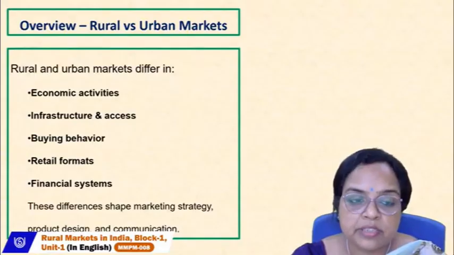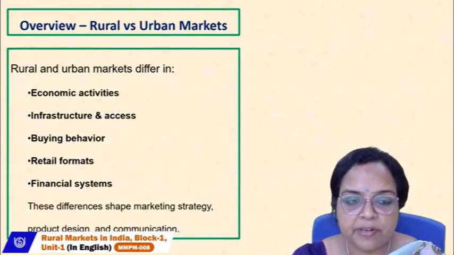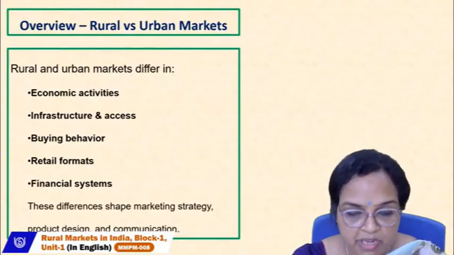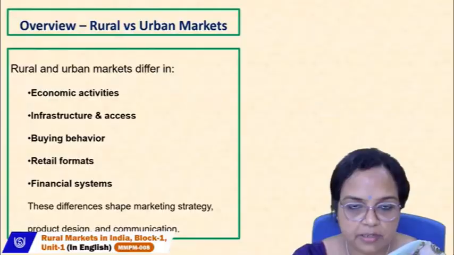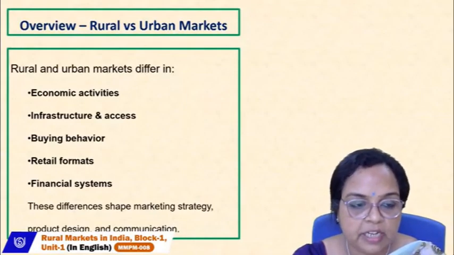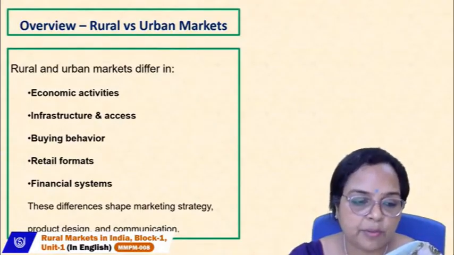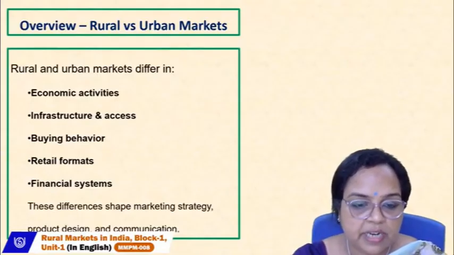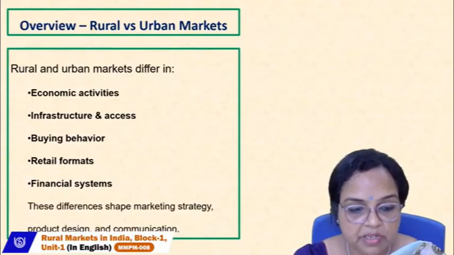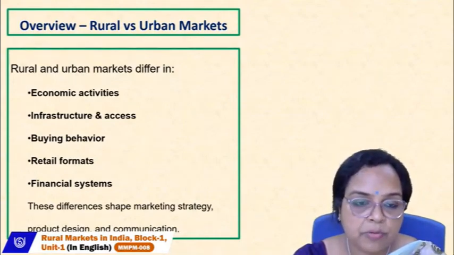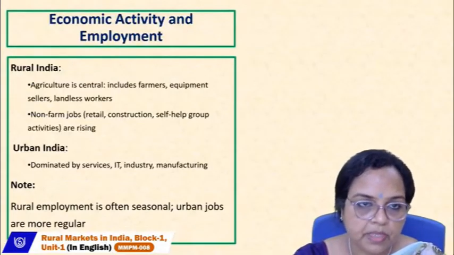The second point that makes the rural different from the urban is infrastructure and access. The third is buying behavior, consumers living in the rural belt and consumers living in urban areas. The next one is retail formats, and the last one is the financial system. These differences shape marketing strategy, product design, and communication, and these are all elements of the marketing mix.